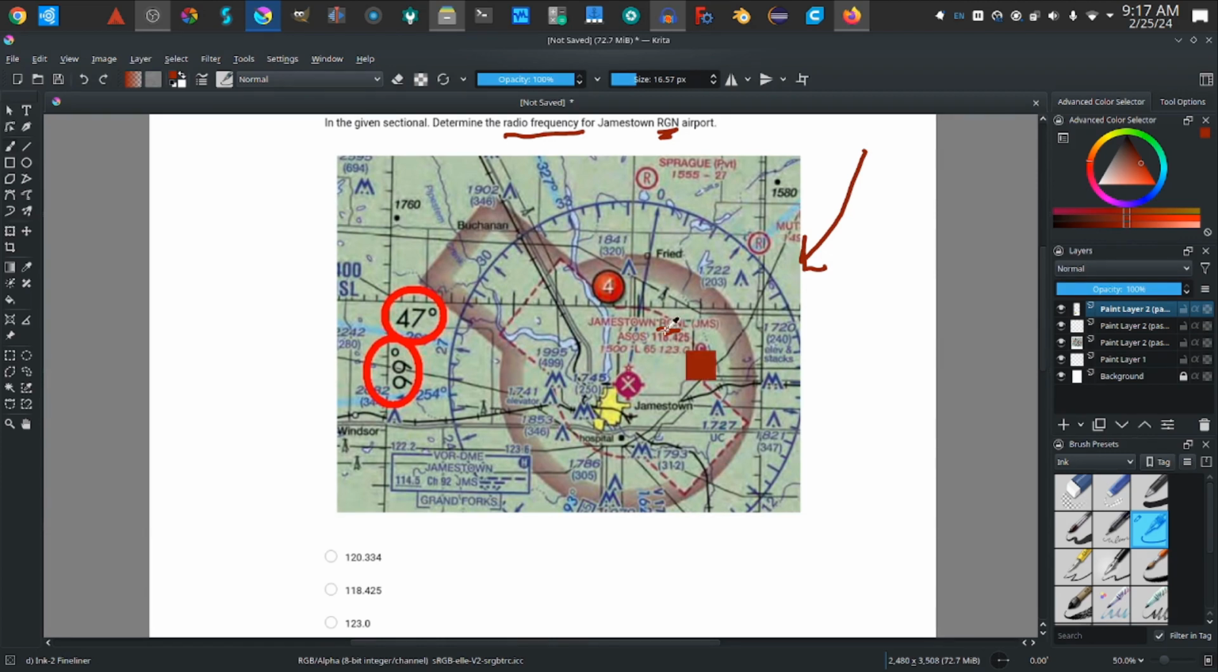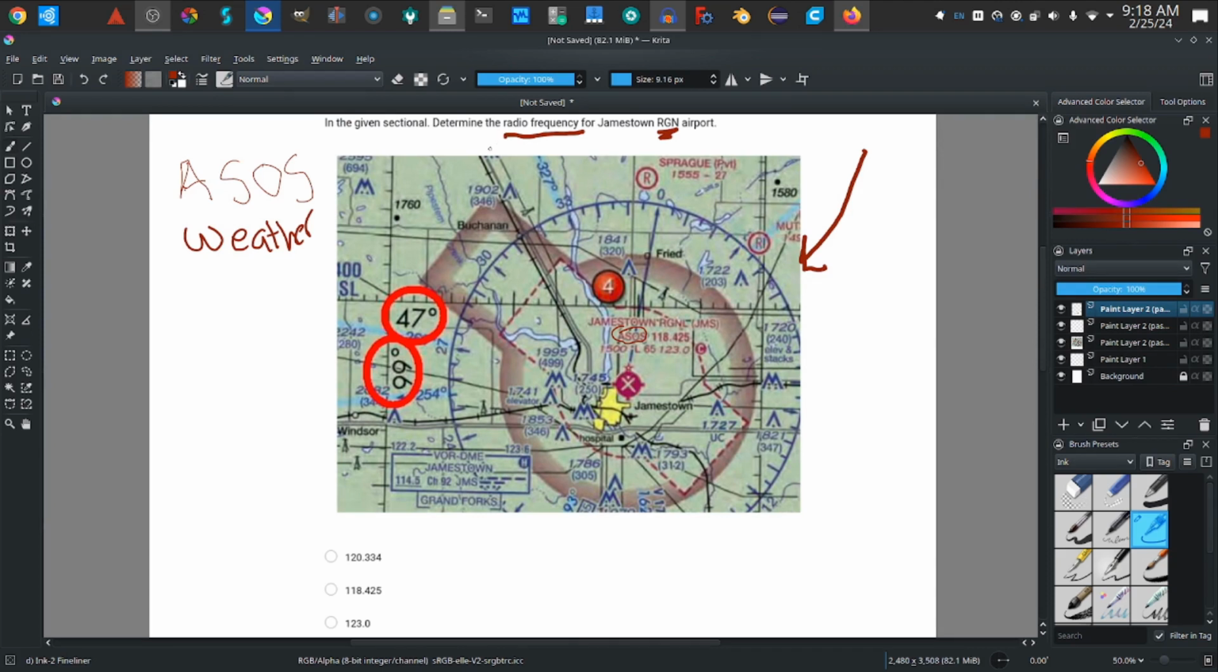And for the frequencies, we see 2 numbers. I'm gonna make my pen a little bit smaller. Okay, that's good. 2 numbers. We see this number right here, ASOS. For the most part, that deals with weather. That's a frequency, but it does deal with weather.